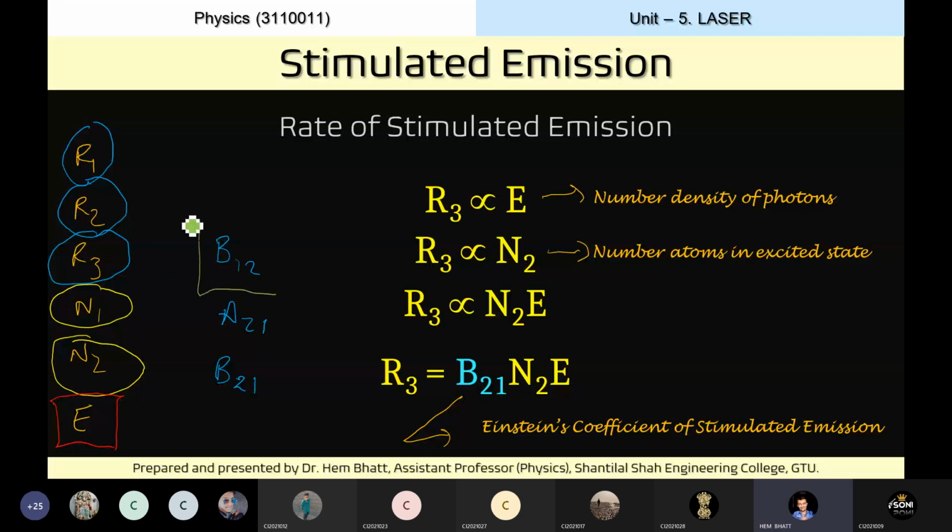What is B12? Einstein coefficient of stimulated absorption. Very good. A21? Einstein coefficient of spontaneous emission. And B21, we have mentioned here Einstein's coefficient for stimulated emission. So now we are ready for derivation part. હવે આપણે સૂત્રની તારવણી કરીએ.